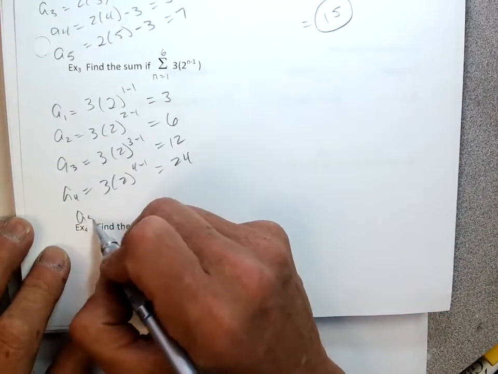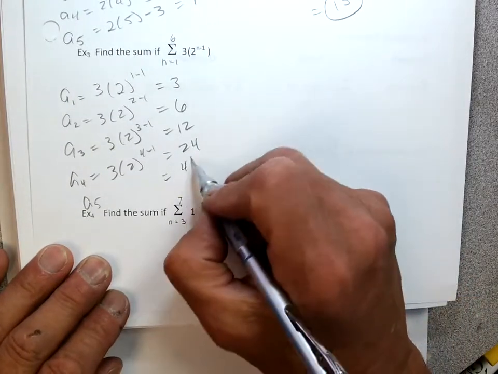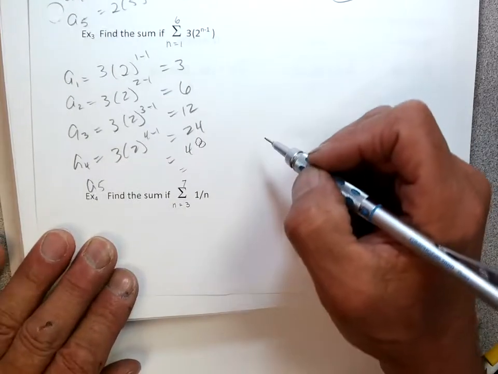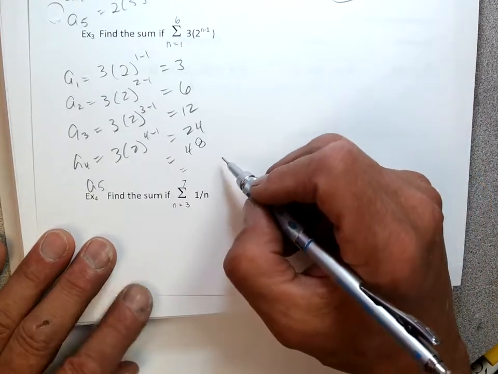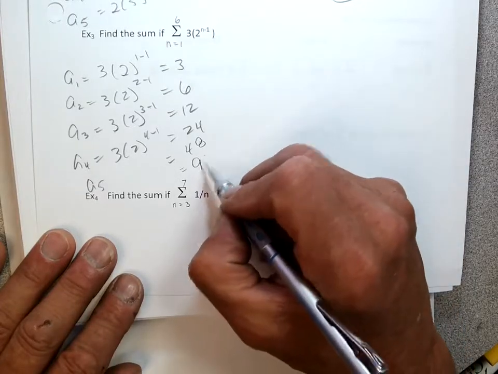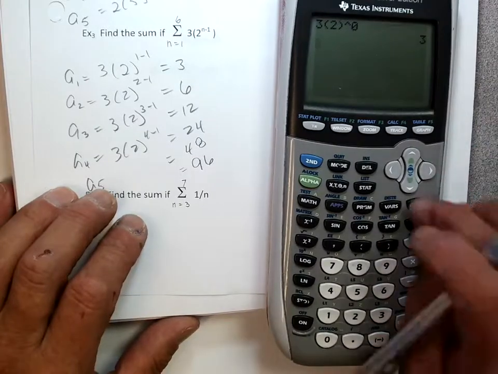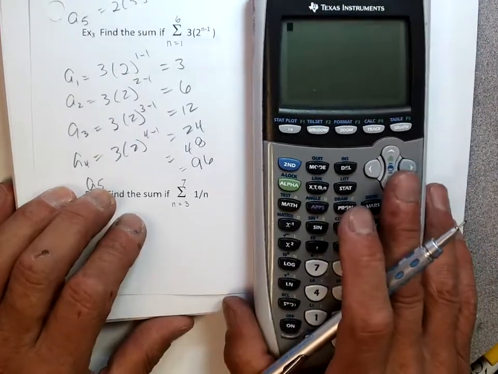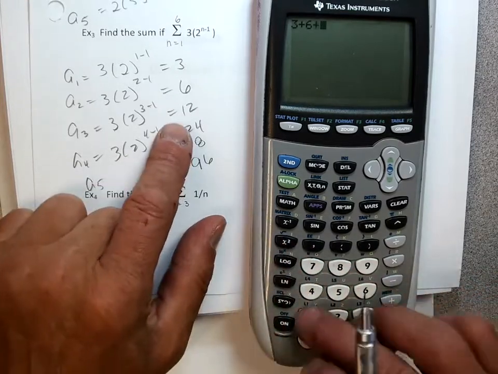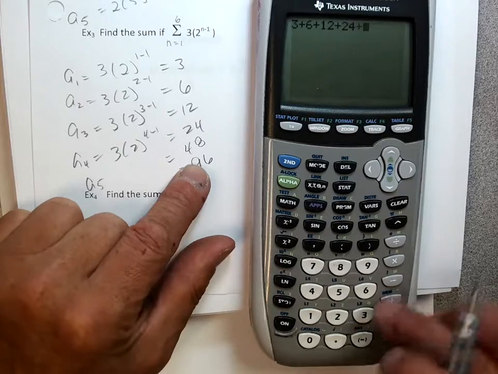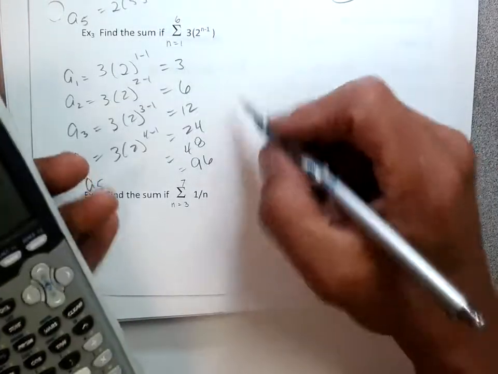A5, what do you think A5 is? Without even doing any math, what do you think A5 is going to be? 48, right? And what do you think A6 is? 96, right? All right, so add them all up. Get my calculator out here. I'm just going to go 3 plus 6 plus 12 plus 24 plus 48 plus 96, and I get an answer of 189.